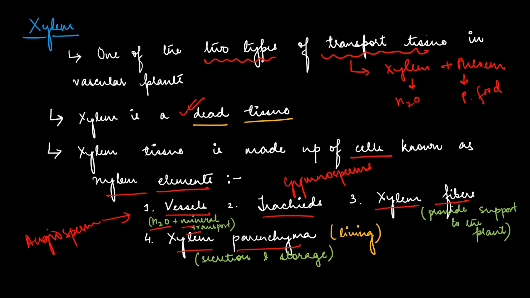What is the function of xylem fiber? It provides support to the plants, right? Xylem parenchyma, what is its function? It helps in storage and secretion. Clear? I told you that xylem is entirely dead tissue. All these vessels, tracheids, xylem fiber are dead except xylem parenchyma. It is living tissue. Clear? So if I ask you what is the living tissue in xylem, it is xylem parenchyma, because the rest of xylem is dead tissue.